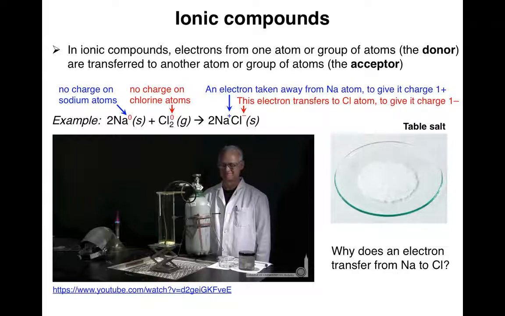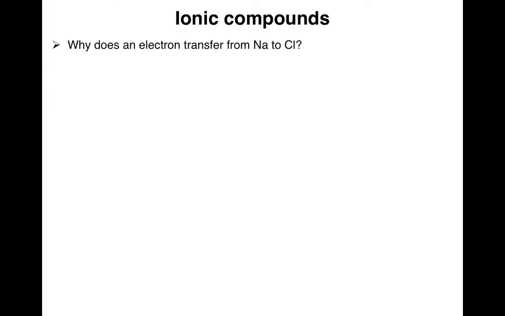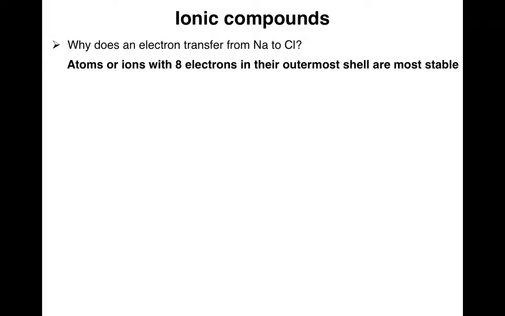But why are electrons transferred from the sodium to the chlorine? It turns out that atoms or ions are most stable when they have 8 electrons, referred to as an octet, in their outermost shell. The outermost shell that has any electrons in a neutral atom of an element is referred to as the valence shell.